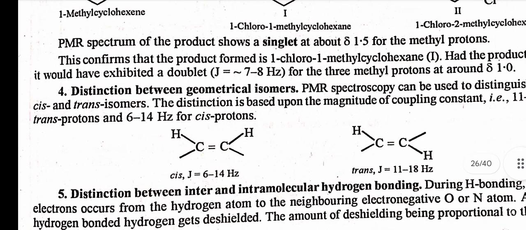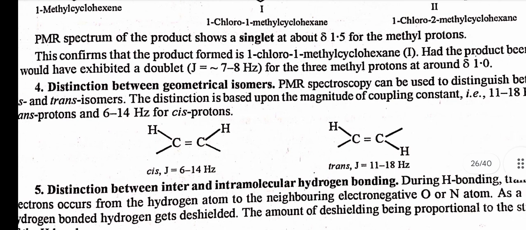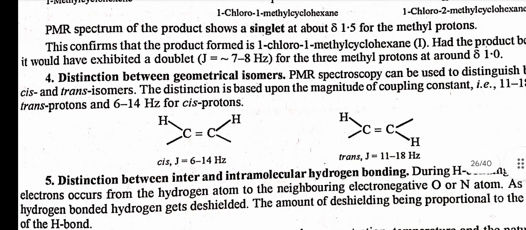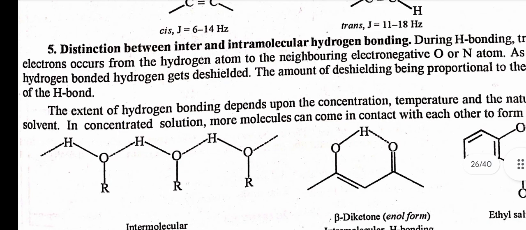Distinction between geometrical isomers. PMR spectroscopy can be used to distinguish between cis and trans isomers. The distinction is based upon the magnitude of the coupling constant, which is larger for trans protons and 6 to 14 Hz for cis protons. Distinction between inter and intramolecular hydrogen bonding.